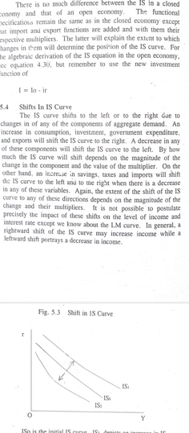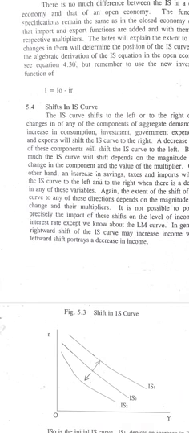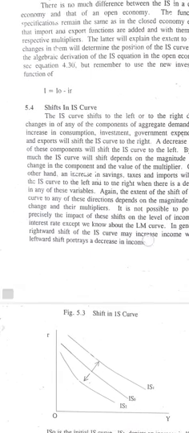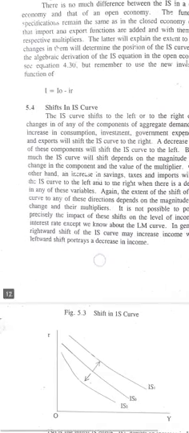We shift that to the right. When there is a decrease in any of these variables, when there's a decrease in taxation, on imports, in savings, it will shift the IS curve to the right. Again, the extent to which the IS curve shifts in any of these directions depends on the magnitude of the change in the multiplier.